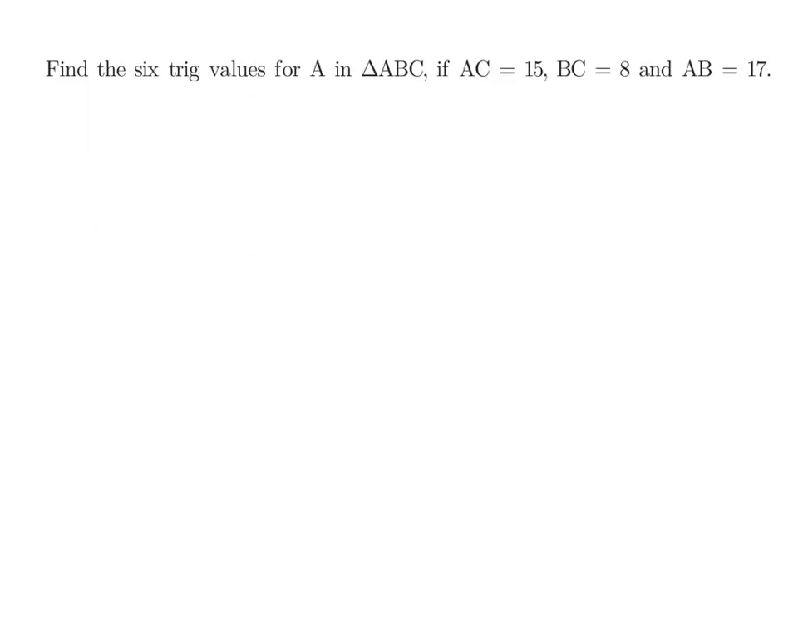If you're asked to find the 6 trig values for angle A in triangle ABC, when AC is 15, BC is 8, and AB is 17, a good first step is to draw a triangle. So I've drawn a triangle here, probably not to scale, but in my triangle I definitely have a right angle right here. And there's definitely a smallest side and a biggest side and a middle side.